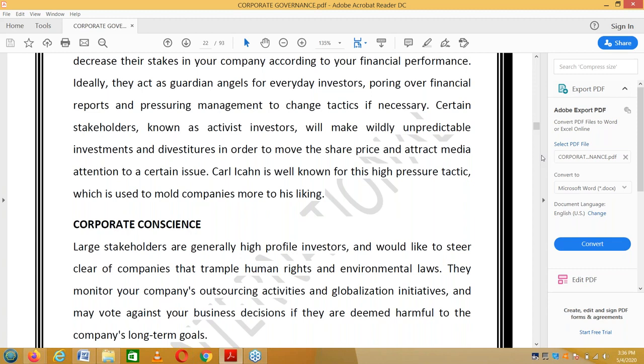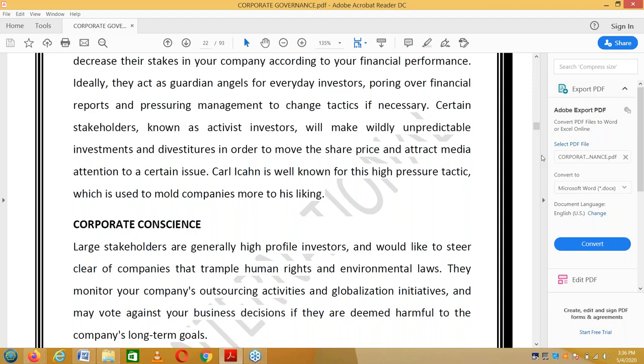They have a conscience. They don't invest in any company that has trampled upon human rights and environmental laws. Any company that has a bad record, that has a history, they don't like to invest in such a company.